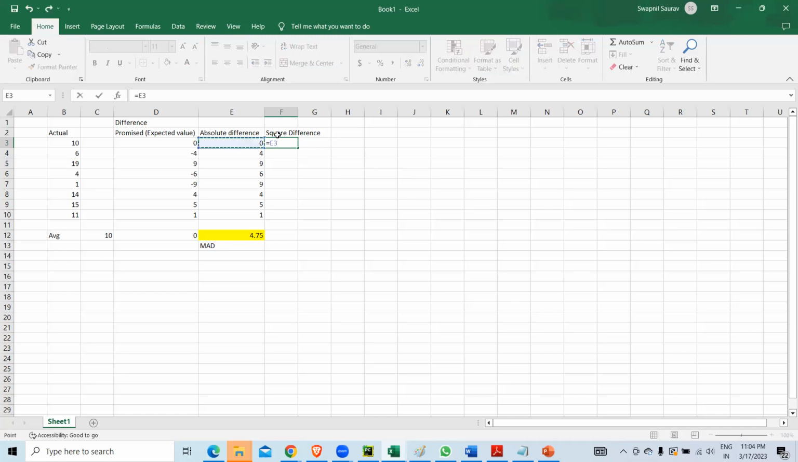So 0 becomes 0 and 4 becomes 16. Okay. And now you say, okay, I'm going to take the average of this. But what is the problem here? The problem is you have done the square. You have gone to a different unit.